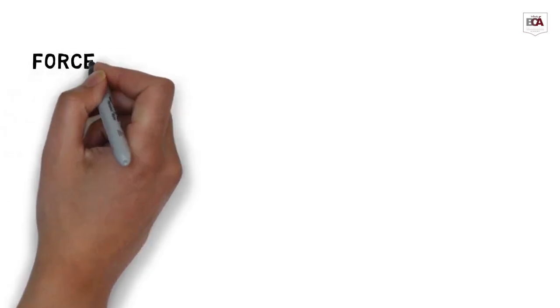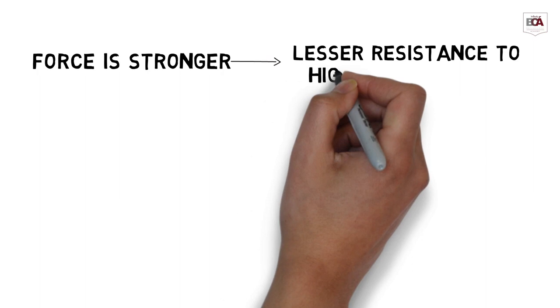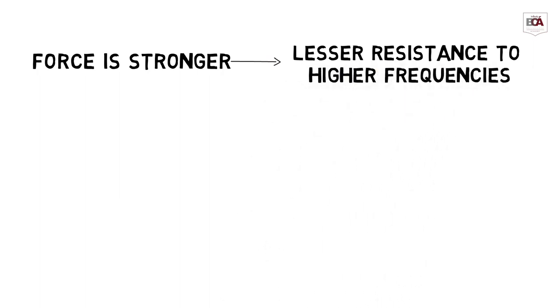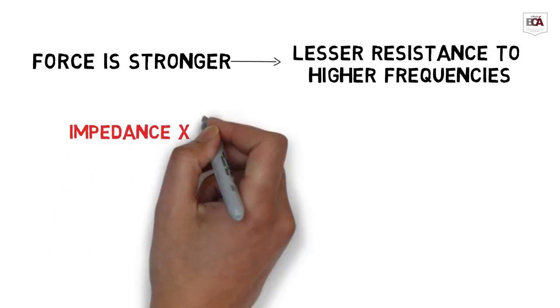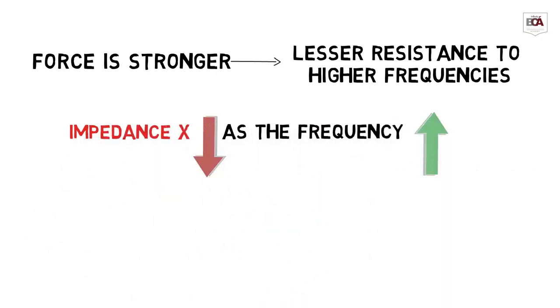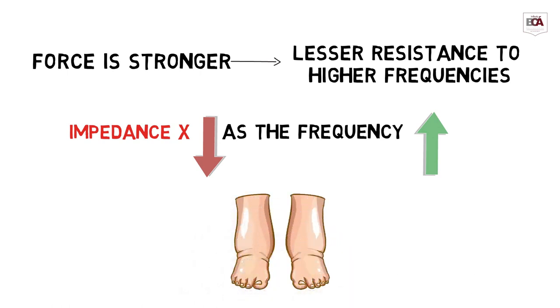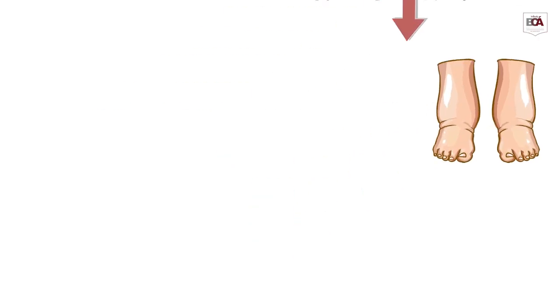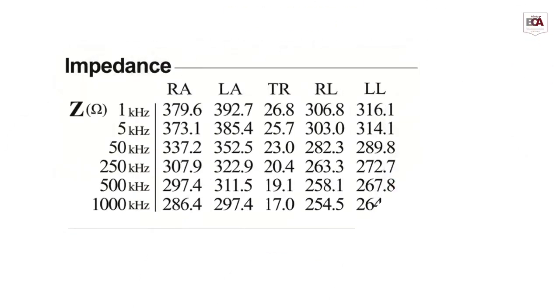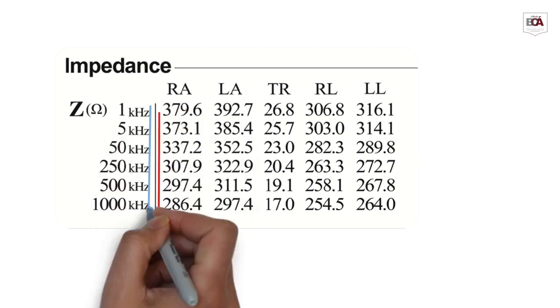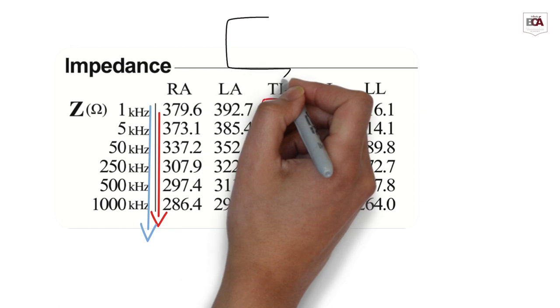In other words, since the force is stronger, there will be lesser resistance to higher frequencies. However, in certain cases, this is not true, where the impedance doesn't drop as the frequency increases. This can occur because of environmental conditions or medical complications such as edema. This can actually cause a fluctuation in the impedance values. Impedance lowers as the frequency of the current increases.